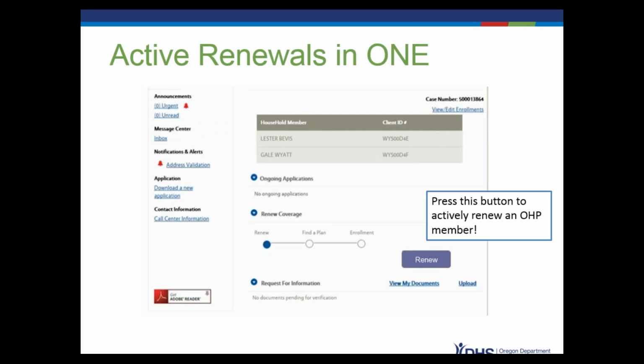Here's an example of what an active renewal would look like in ONE. You'll see there's a renew button. If you press that button, you'll go through the renewal process to help an OHP member renew.